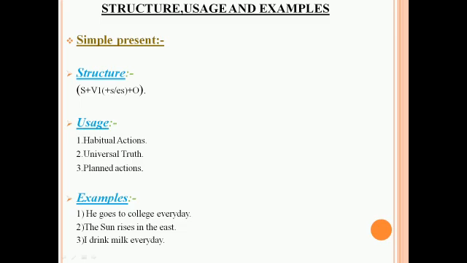Here are examples for habitual actions. I go to school regularly. He goes to college every day. Here the subject is he. He goes to college every day. Go is V1 plus ES. He goes to college every day.